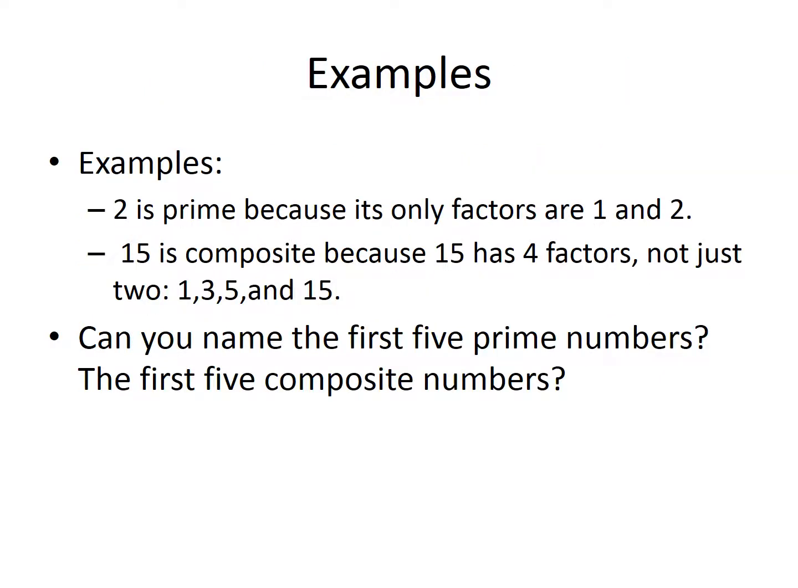So as an example, 2 is prime because the only way you can factor it is 1 and 2 or 2 and 1. It only has 2 different factors, itself and 1. 15 is composite, not prime, because 15 has factors 1, 3, 5, and 15. Definitely not 2.